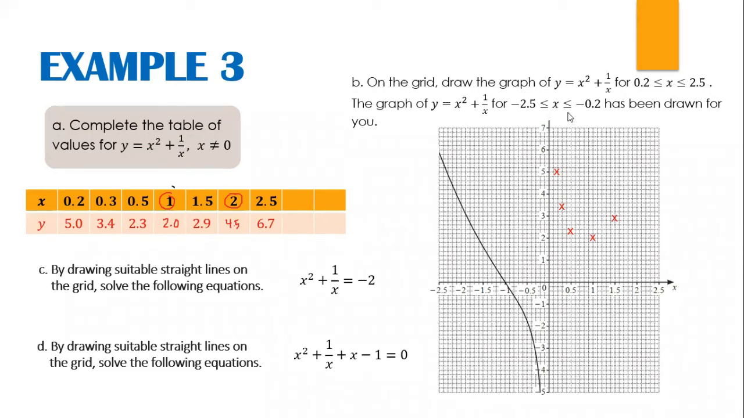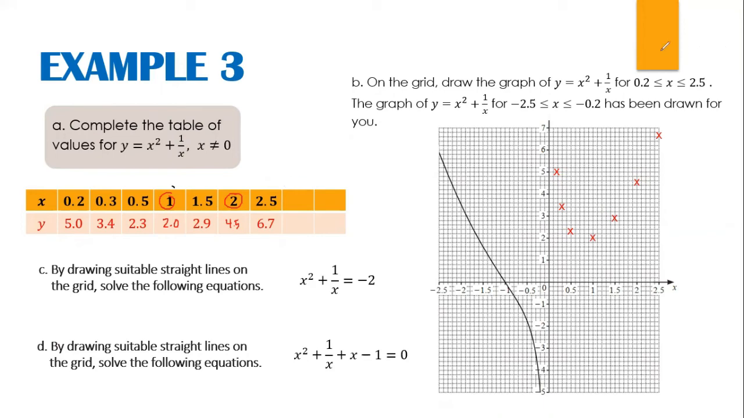2, 4.5. This one, right? And the last is 2.5, 6.7. This one. Right, done. Okay, students, now the plotting of the data is already done on the grid. You can find the plotting of all the data on the grid already done.